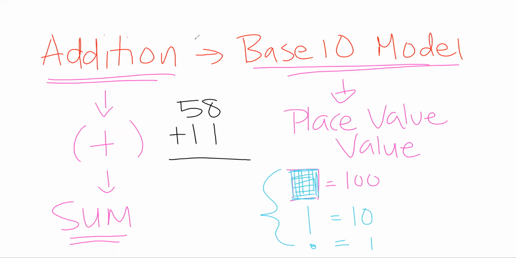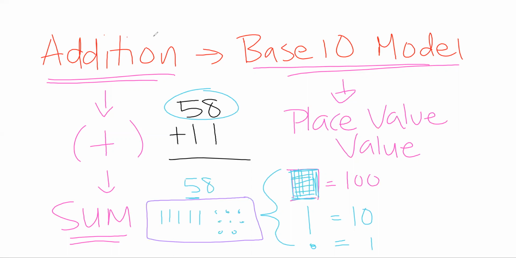Let's do a quick example. I'll just take 58. If I was to model that, that'd be 5 tens: 10, 20, 30, 40, 50, and then 8 ones: 1, 2, 3, 4, 5, 6, 7, 8. So this would be my base 10 model of the number 58. That's what we're going to do. We're going to take numbers and put them into these base 10 models, and that's going to help us put them together to find the sum.